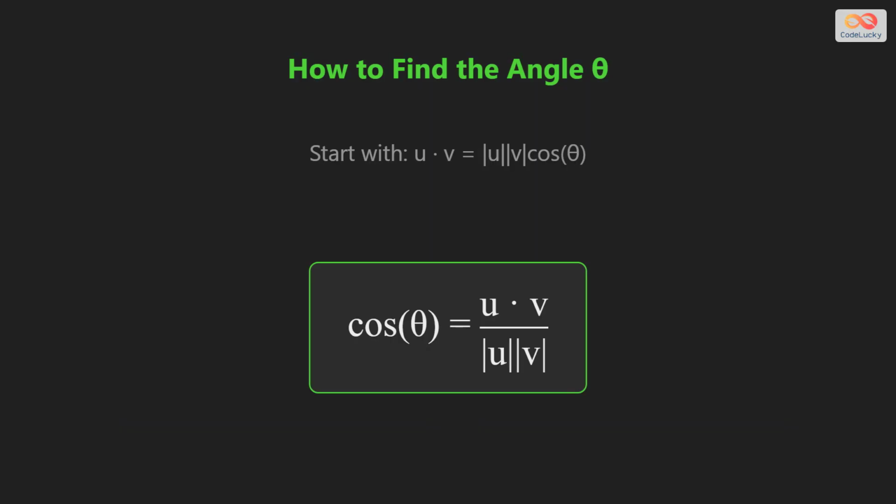We can rearrange this formula to solve for the angle itself. By dividing both sides by the magnitudes of u and v, we isolate cosine theta. Then, to find theta, we simply take the inverse cosine, or arccosine, of that value.